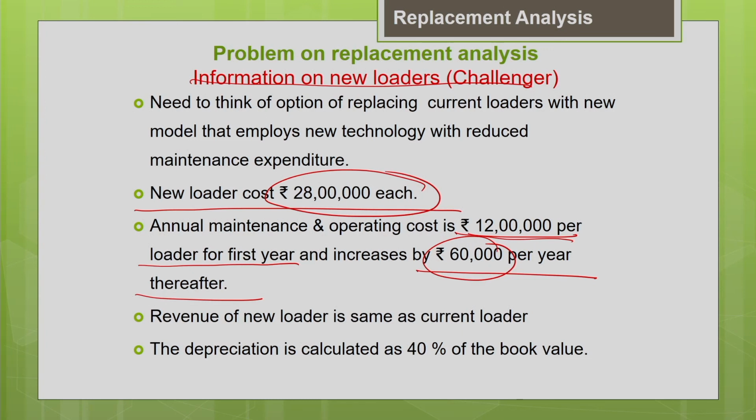But one thing to be noted is revenue is the same. Revenue of the proposed loader is the same as the current loader. And we are going to calculate the depreciation here as 40% of the book value. Just for simplicity, I am taking it as 40% of the book value for this problem.